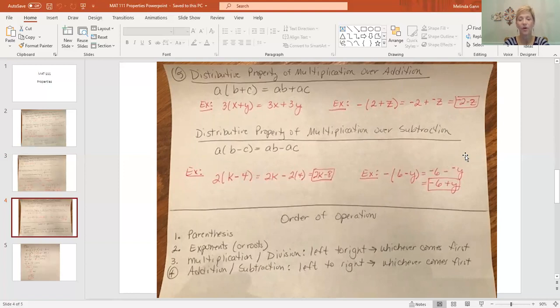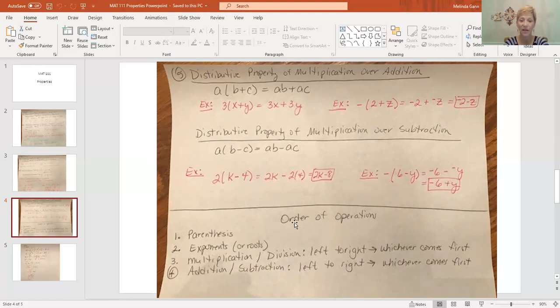Now remember, you can change subtraction to addition. If you do that, the first term stays the same, that minus turns to a plus, and that second term turns to its opposite. So that first term, -6, would stay -6, minus would turn to a plus, and then this second term would turn into its opposite. So the opposite of a -Y is a positive Y. So this has the same value as this. Okay, so that's a quick review of your properties.